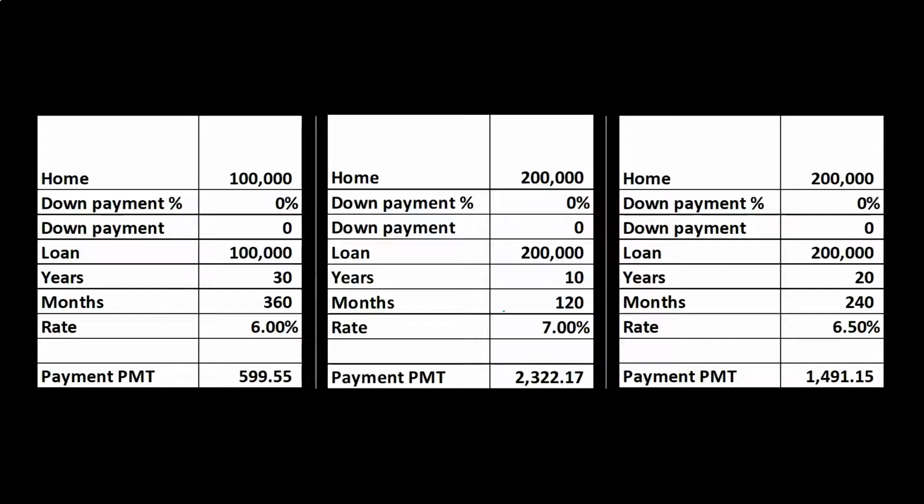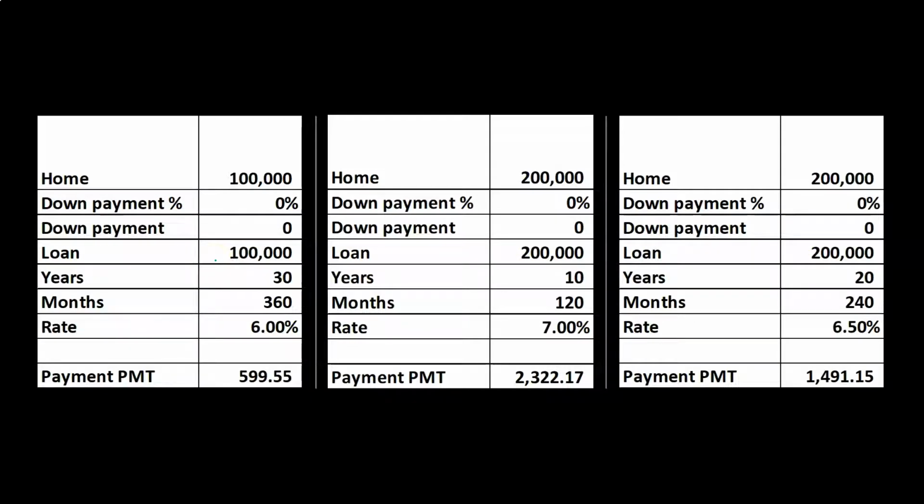So then the question is, how can I compare and contrast these different scenarios? The general idea is that we're going to line up the loan amounts. So we have one loan for $100,000, a second for $200,000, and a third for $200,000 to get us up to the $500,000. Notice I'm really concentrating on the loan amount here, not really the home amount, so I have nothing down, because we're really just focusing on the loans.